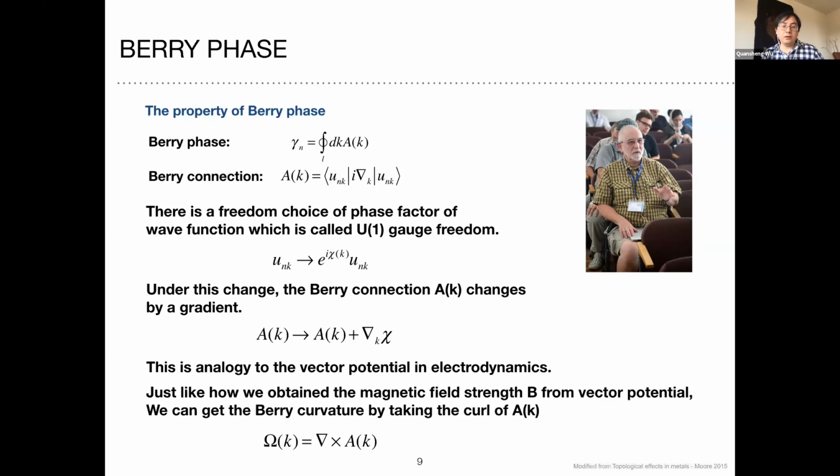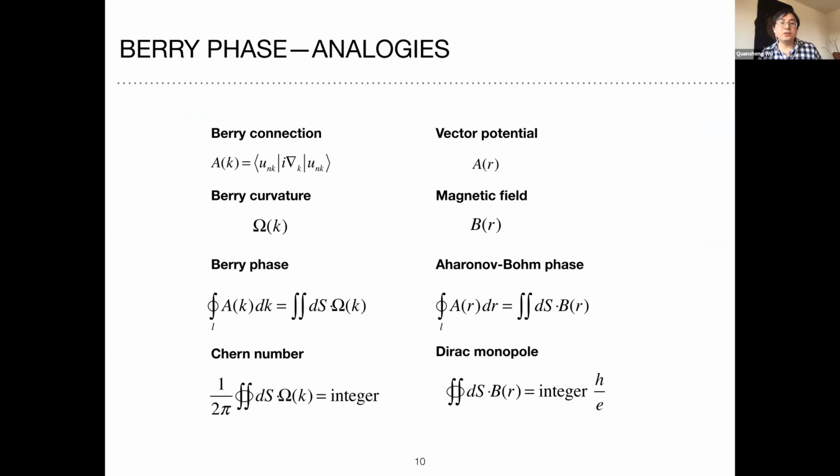Just like how we obtain the magnetic field strength from the vector potential, we can get the Berry curvature by taking the curl of the Berry connection, just the curl of this one. Let's do a comparison between electrodynamics and the Berry connection and phase. Okay. So the Berry connection can be compared with the vector potential, and the Berry curvature can be compared with the magnetic field.